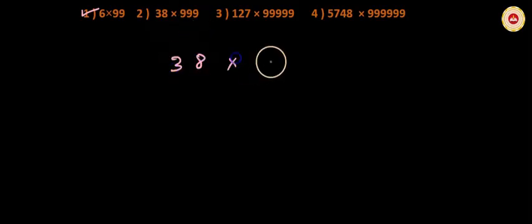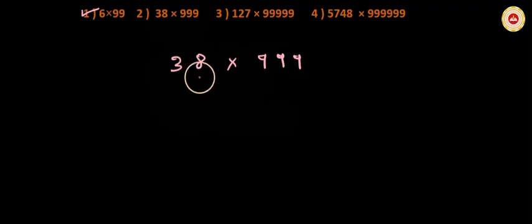Second example, 38 multiplied by 999. 38 multiplied by 999, 3 9s. Right? We will write answer in two parts, left part and right part. What is left part? Left part is Ekanyunen of multiplicand 38. To calculate Ekanyunen, you subtract 1 from a given number. In this case 38. So 38 minus 1, 37. Write 37 as left part. 37 is left part now.